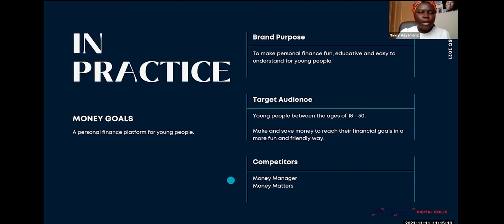And so for Money Goals, we also came up with competitors who are also fictive companies. So let's say Money Manager, they also help young people in the same way. Money Matters, they also talk about money. But then when we know what they do, we'll be able to understand how we are going to differentiate ourselves. I hope you get where I'm going with this.